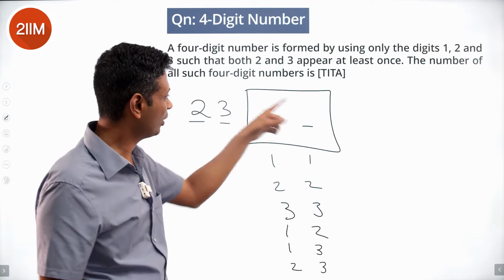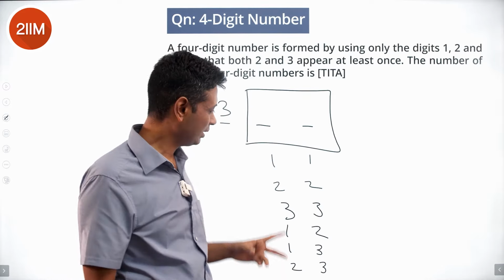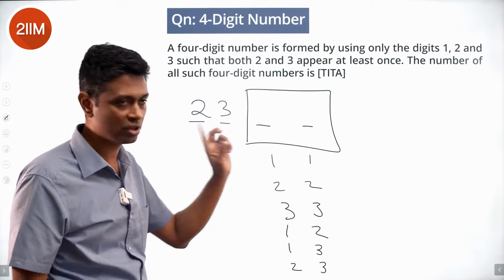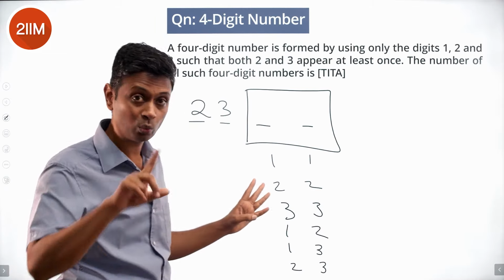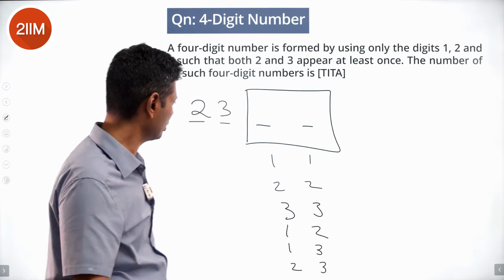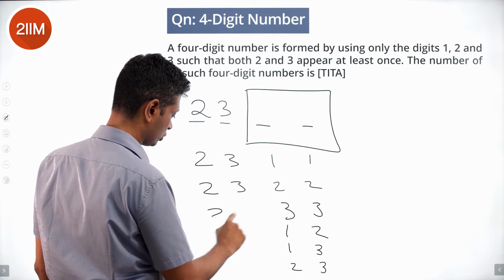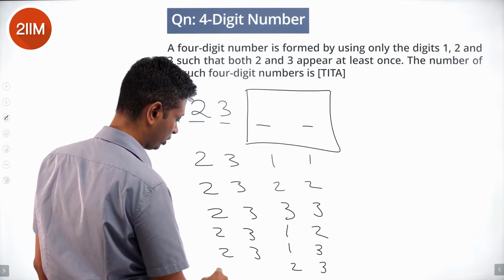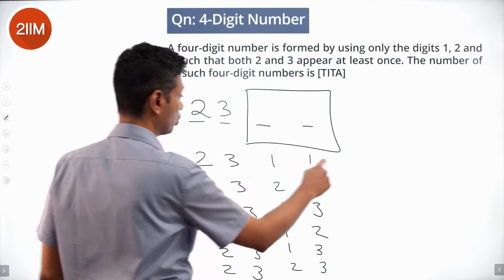If we do that, then 1, 2 will get counted. 2, 1 will also get counted. These are all different selections for the last two digits. And so I don't want to count 1, 2 and 2, 1. I don't want to count 1, 3 and 3, 1. So what are the possible digits? The digits could be 2, 3, 1, 1, 2, 3, 2, 2. 2333, 2312, 2313, 2323.